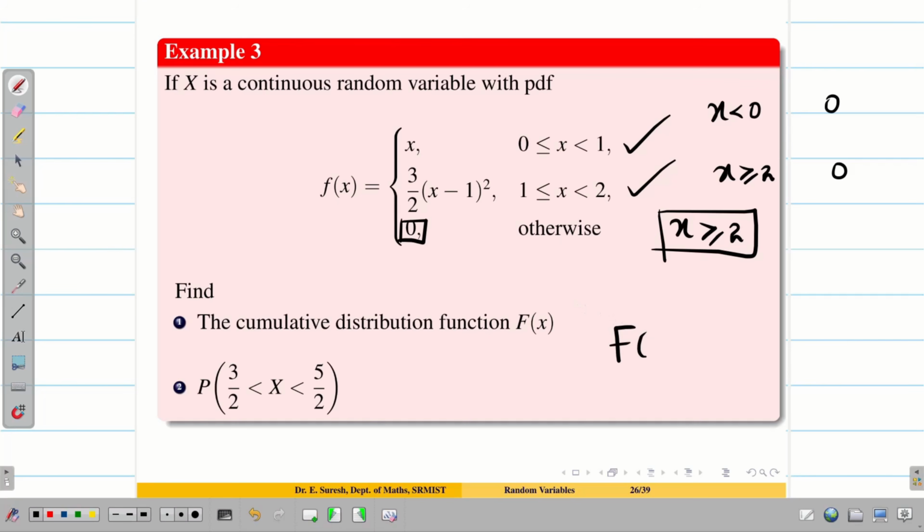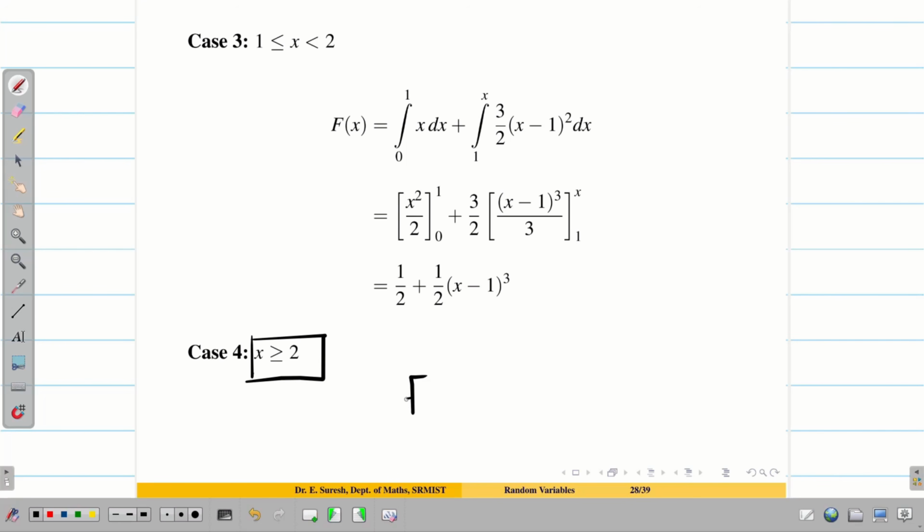But we are finding capital F of x. After 2 we don't have any interval. Since f of x lies between 0 to 1, for the final interval we always have to write F of x equal to 1. Since it is a cumulative distribution function, we are adding everything. Since the total probability is 1, the final value for F of x is always 1. Done. Next, we have to write this in a proper format.